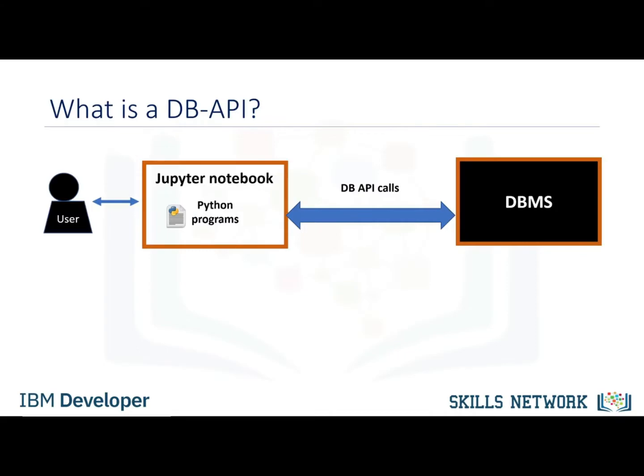DB API is Python's standard API for accessing relational databases. It is a standard that allows you to write a single program that works with multiple kinds of relational databases, instead of writing a separate program for each one. So if you learn the DB API functions, then you can apply that knowledge to use any database with Python.